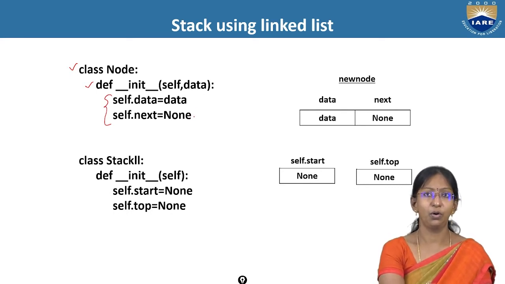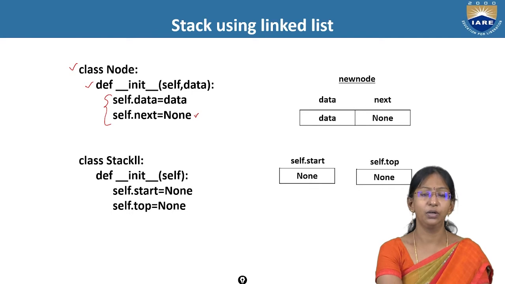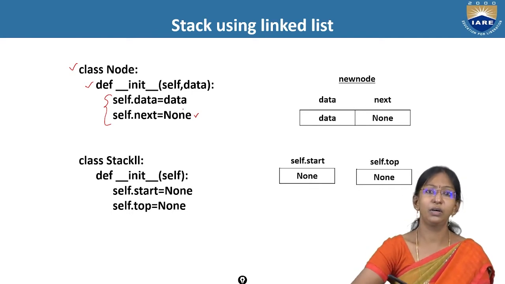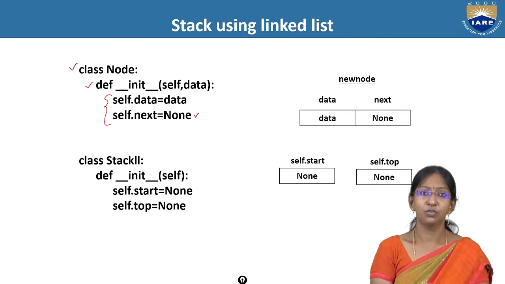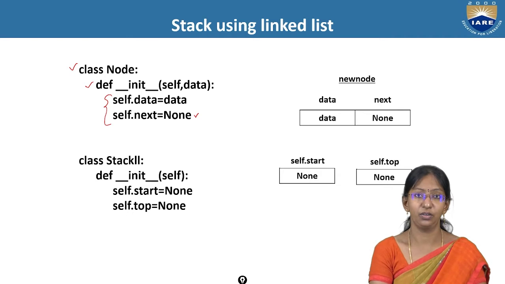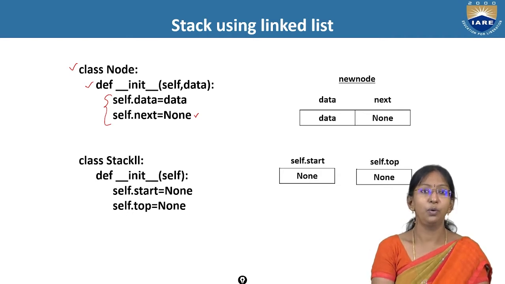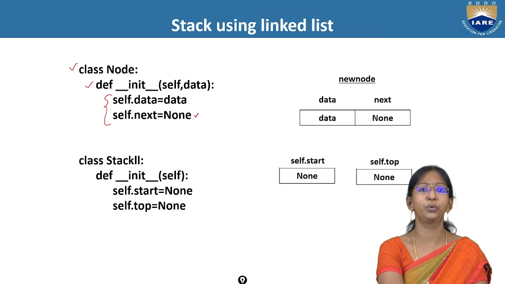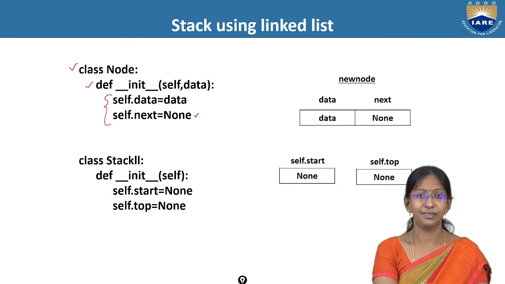Why None? Because when we create a node, it is not related to any other node. So in the due course of writing the code, we have to build a relation, right? So initially, when we create a node, its next part will be None. This Node class is meant only to create a node. Let's come to the Stack class.